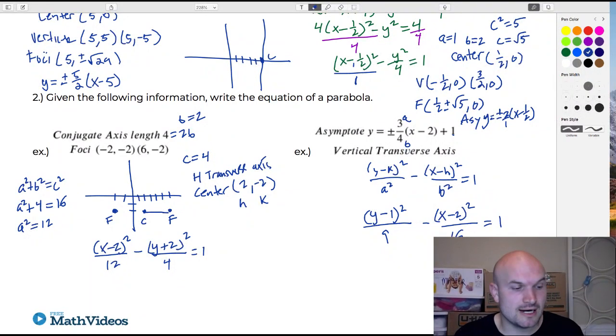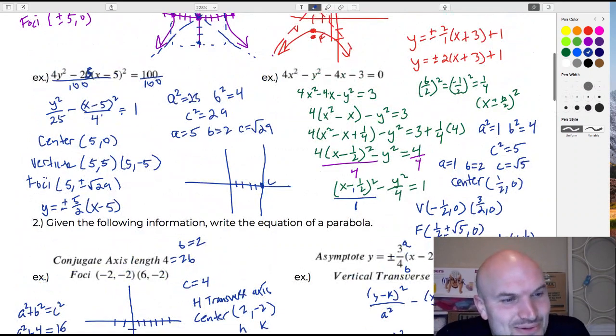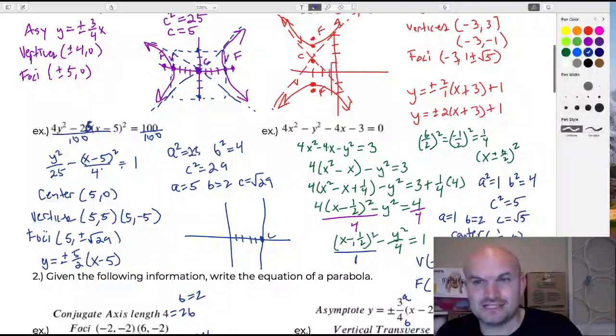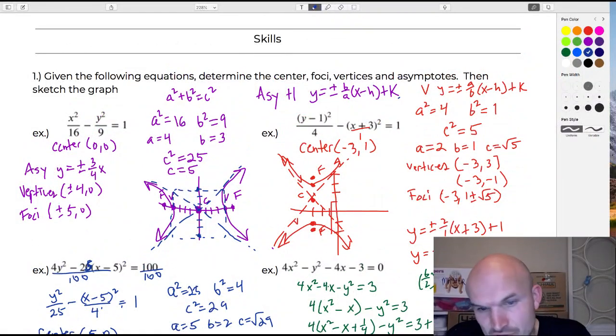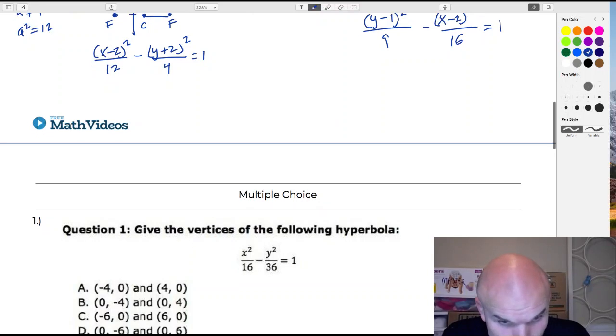So there you go, ladies and gentlemen. That is how you're going to go ahead and write the equation, as well as, given the equation, sketch a graph and plot the parts, including the asymptotes, the foci, and the vertices. So now I'll get on to the multiple choice.